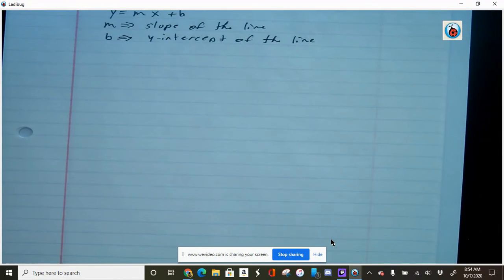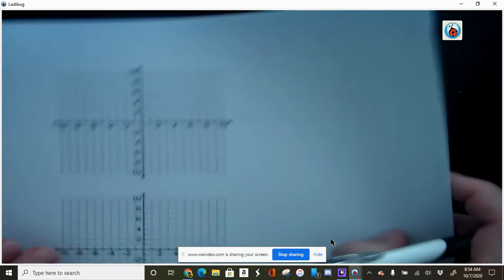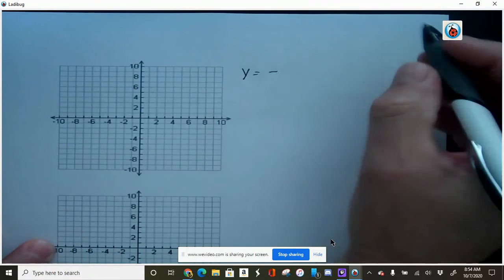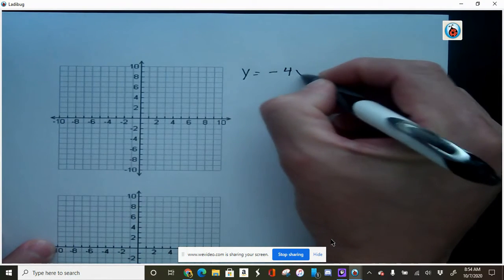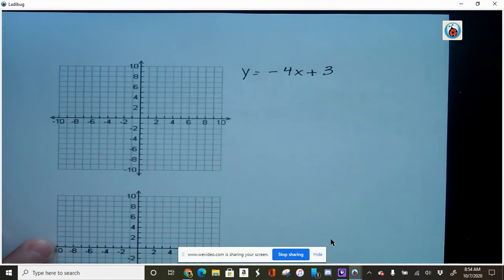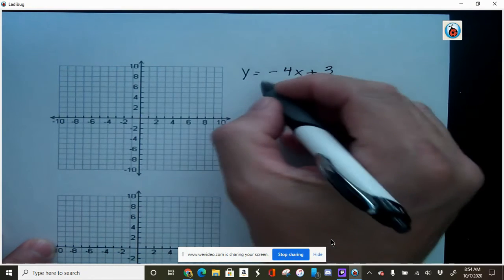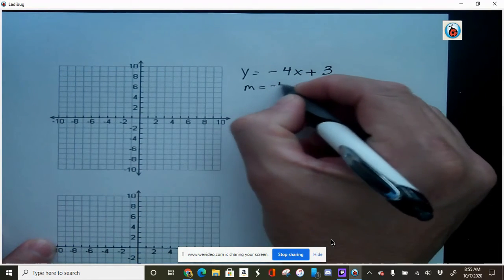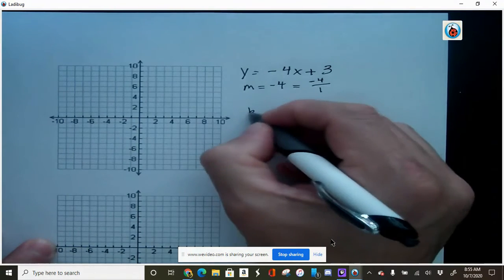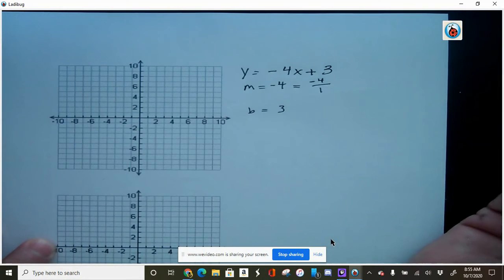Let's do another. I will do two more. This one's going to have a negative slope. y equals negative 4x plus 3. Let's analyze the equation. My slope is negative 4. Make it a fraction, negative 4 over 1. My y-intercept is a 3, positive 3.